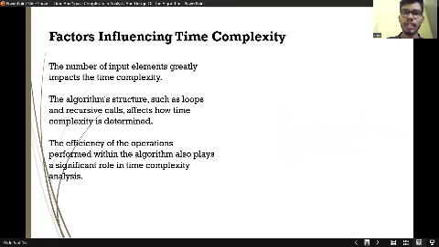Next, move on to the factors influencing the time complexity. The number of input elements greatly impacts the time complexity. The algorithm structure, such as loops and recursive calls, affects how time complexity is determined. The efficiency of the operations performed within the algorithm also plays a major role in the complexity analysis.